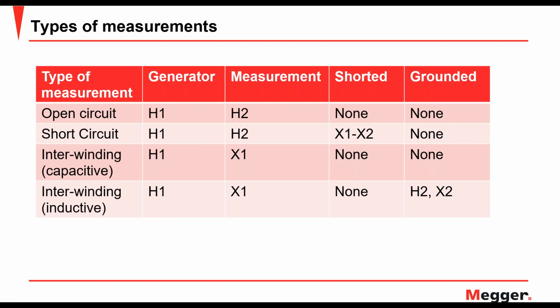In this table, I have shown you the terminals for a single phase transformer. So you have a single phase transformer which has two bushings on either side. On the high side, the bushings are H1, H2. On the low side, the bushings are X1, X2. If you have a single phase transformer like that, these are the connections that you would make for the different types of measurements. So let's talk about each of these measurement types.